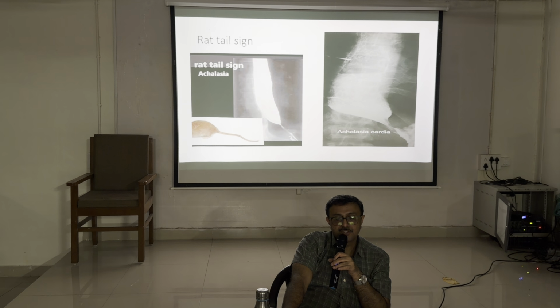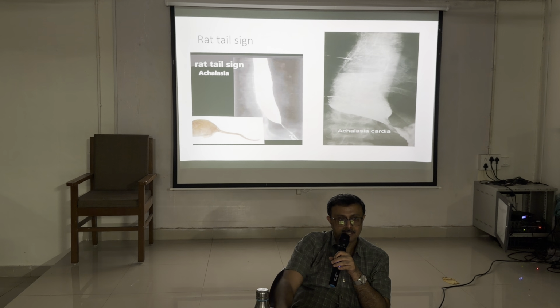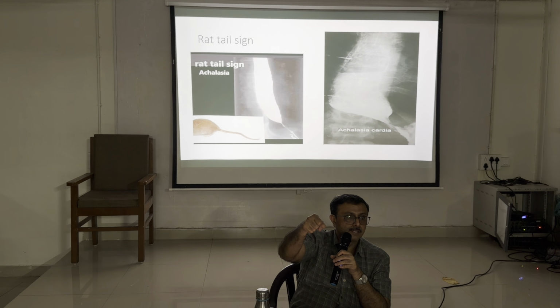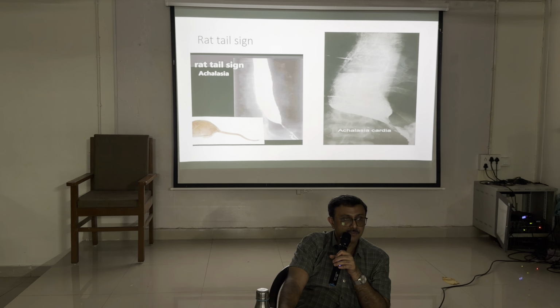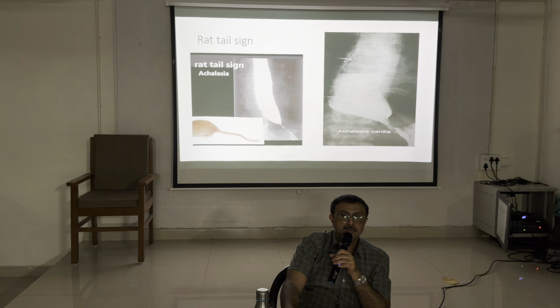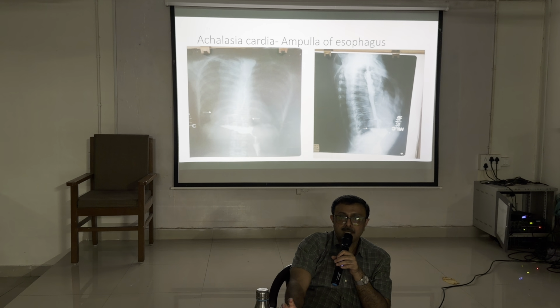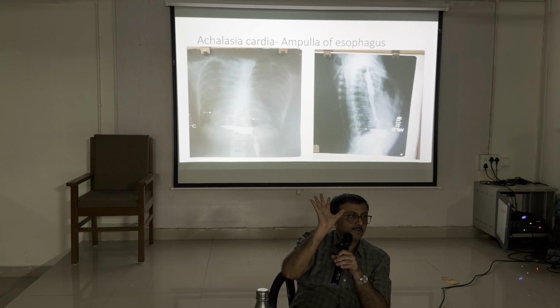These are some features of barium swallow. Rat tail sign, achalasia cardia. Just a terminal narrow segment of the esophagus. The line is passing, but there is a thin line. The distal esophageal sphincter is contracted, with proximal dilatation of the esophagus. In any case of achalasia cardia, identify the treatment also.